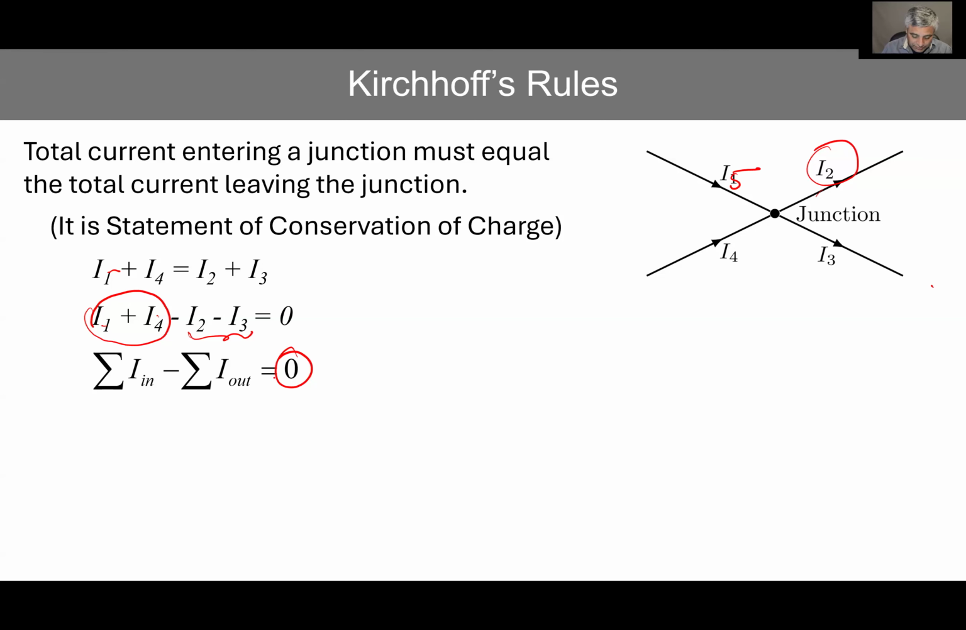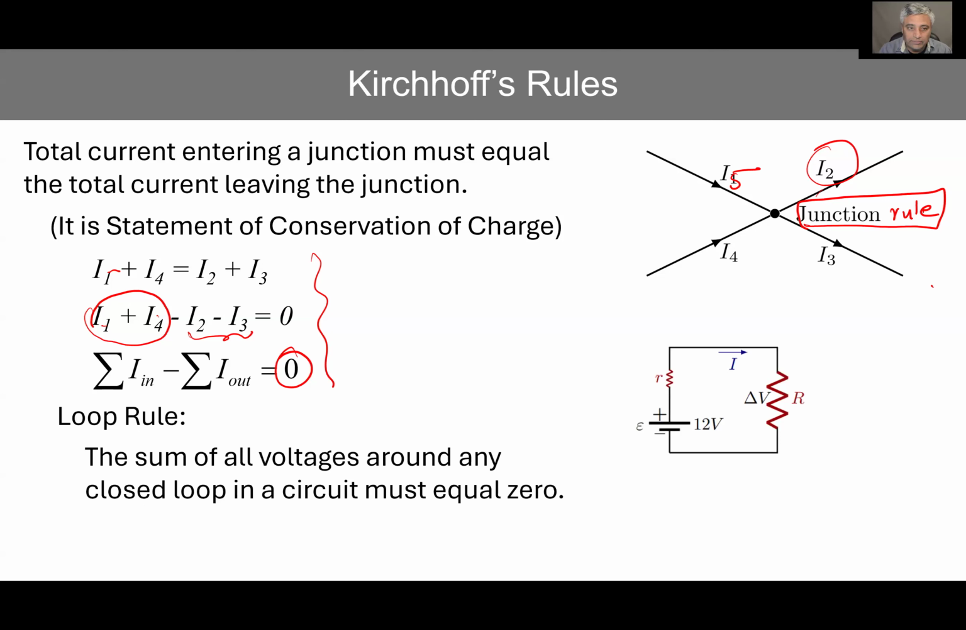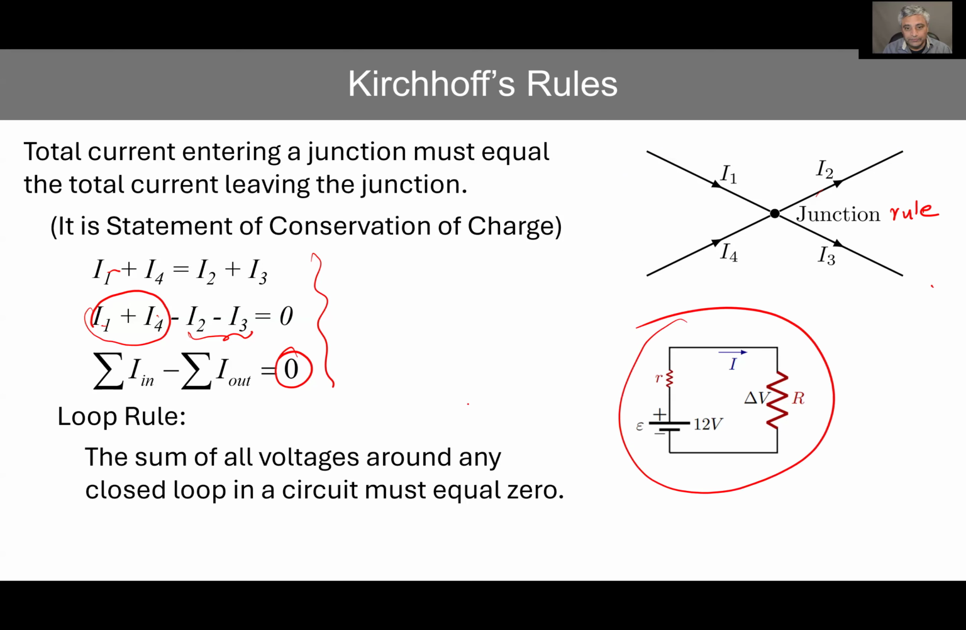And now, did I write it as a junction rule? Okay, let's add that here, and this is the junction rule. And then another one is the loop rule. So here there is not a loop. You see, none of these are making a loop based on what we can see over here. But over here, you see there is a loop. Okay. So it has to be a complete loop.